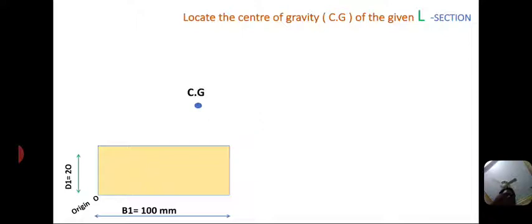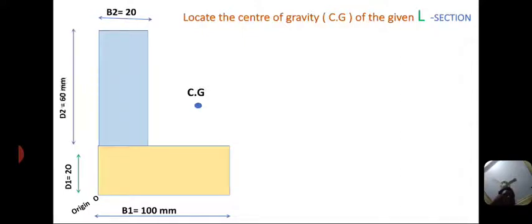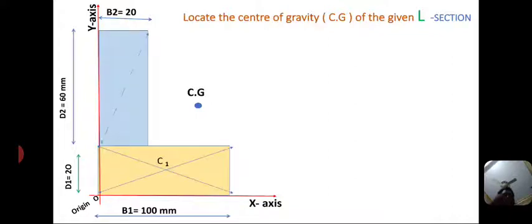Now I am showing the final position of the center of gravity. Here C1 and C2 are the individual centroids, where CZ is the centroid or center of gravity of the entire section at a distance of xc from the y-axis and yc from the x-axis.